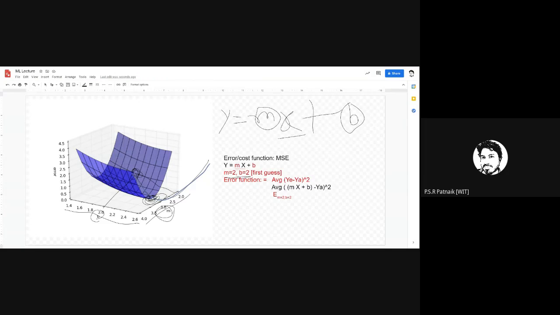Now the question is, when you are at this point, m is equal to 2, b is equal to 2, how does your program know that it has to move in this direction? As a programmer, you have to find out how to move in the right direction so that after repeated iterations, you reach the lowest point. If you do not know this method, maybe you are at this point. If you are randomly guessing m and b every time, the next point you can guess could be anywhere here.